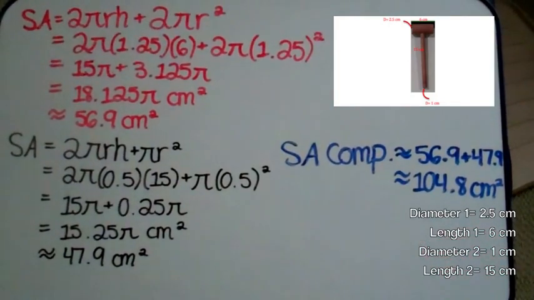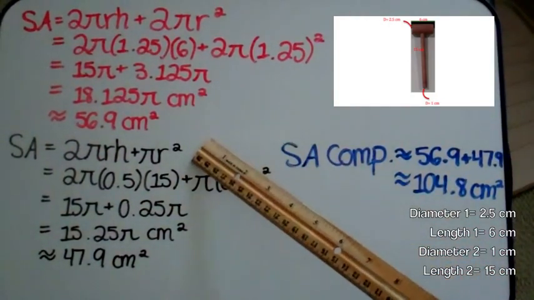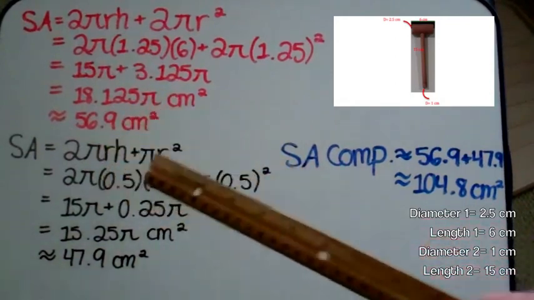The surface area equation for the bottom cylinder is 2 pi r h plus pi r squared. Notice it's pi r squared this time because one of the bases is not visible.